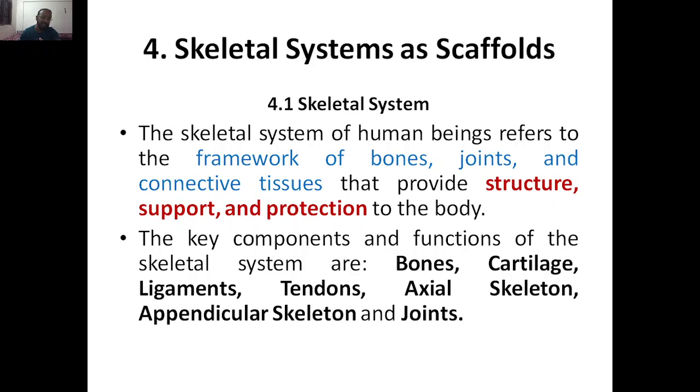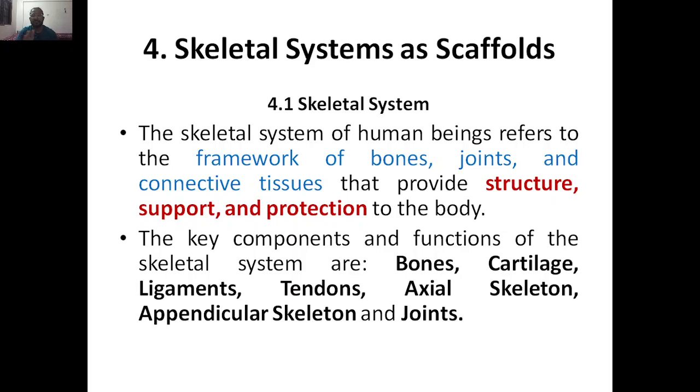Similarly, we have the skeletal system as scaffold. Here also we have around 4 to 5 topics. Okay, so subtopics. If it is asked for 10 marks, you have to mention all the topics and explain what is more important. If it is asked for just 5 marks, they might ask individual topics. So based on that you can frame your answers, which I have explained clearly in the model questions videos.